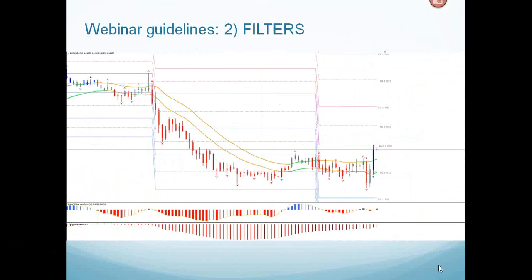Second thing you want to always take a look at, of course, is filters. Make sure that there's nothing that could stand in the way of your trade and could block it from happening, like a big support or resistance, a daily pivot like this, for instance, or a big news event.